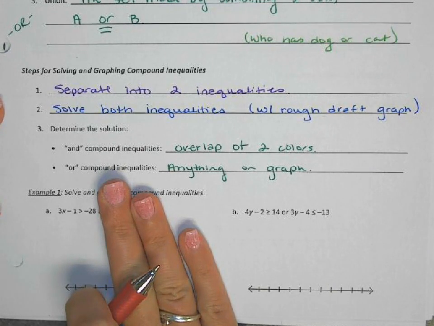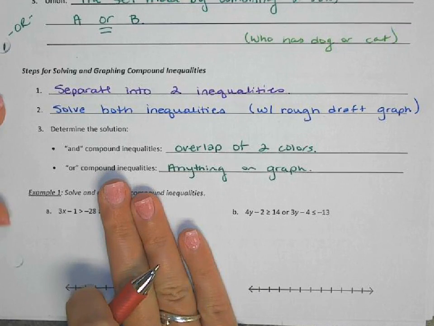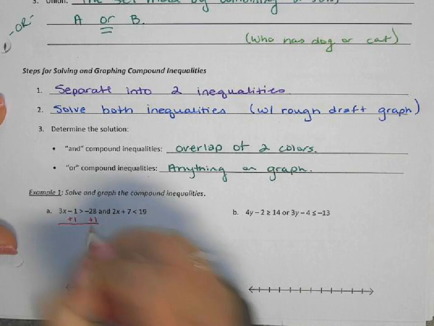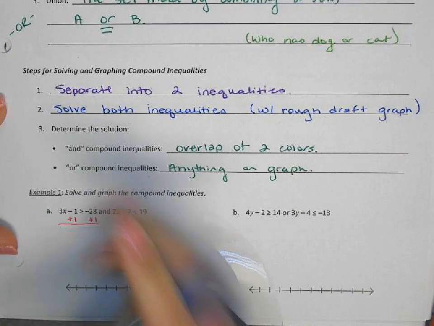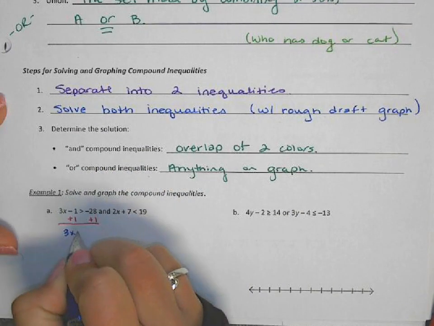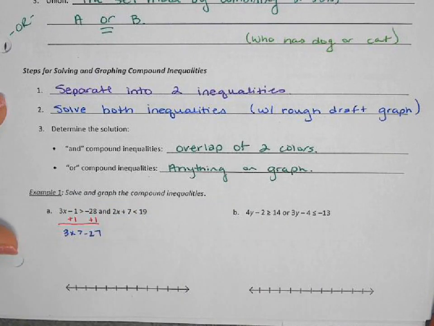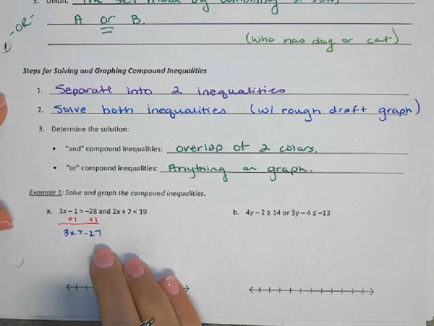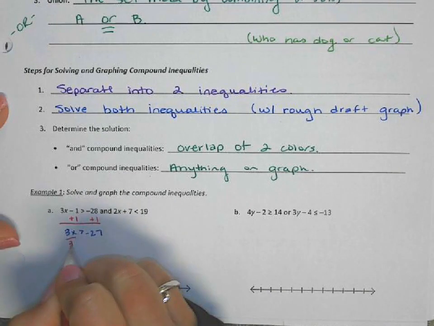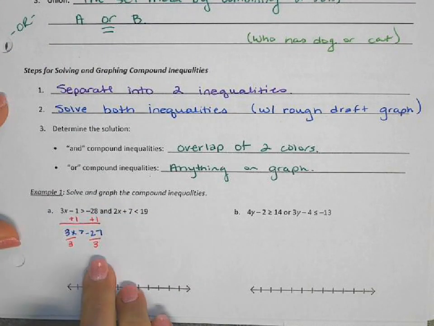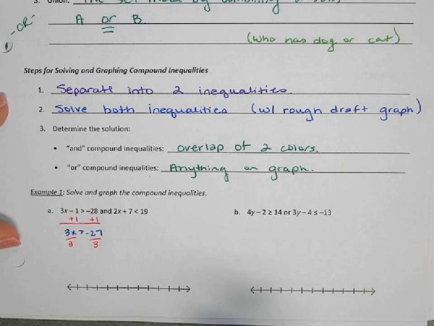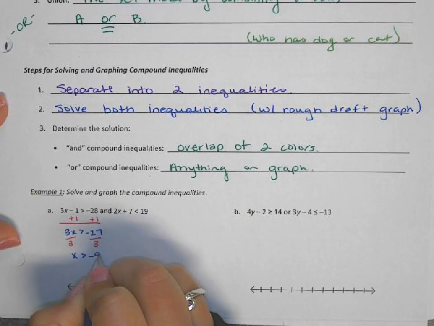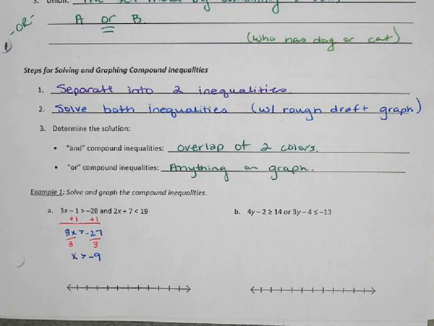And we have 3x minus 1. So the first thing you're going to do is add 1 to both sides. 3x is greater than negative 27, so you're going to have to divide both sides by 3. I'm not going to flip the sign because I divided by a positive 3. x is greater than negative 9 is what I have so far.